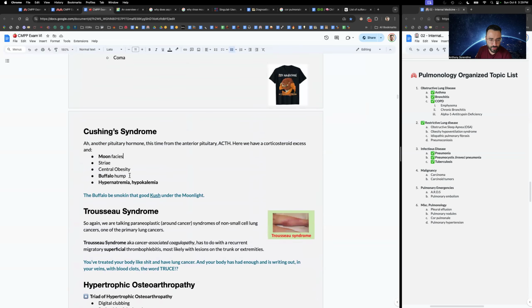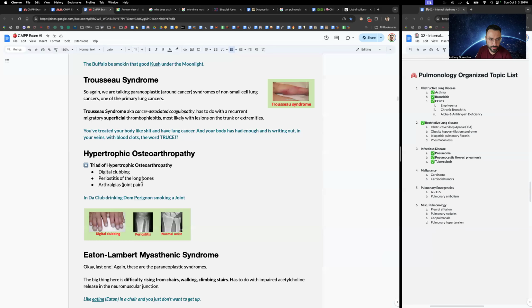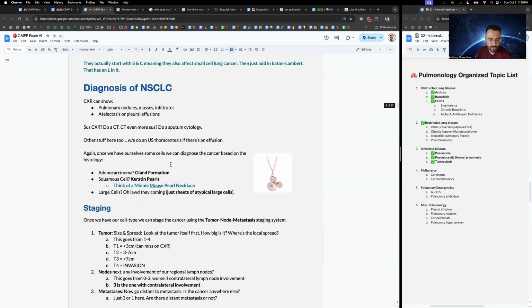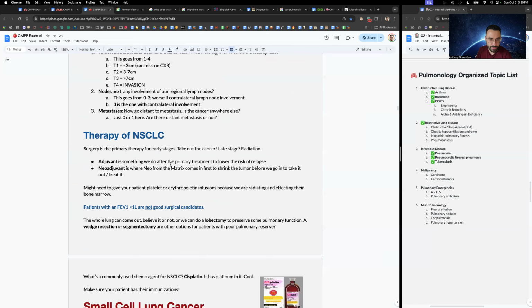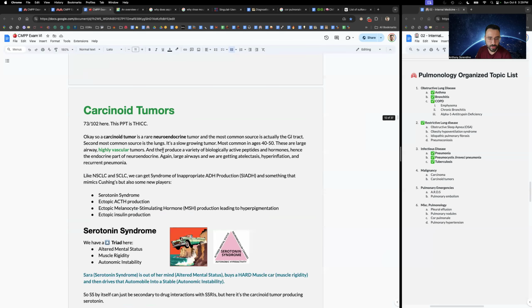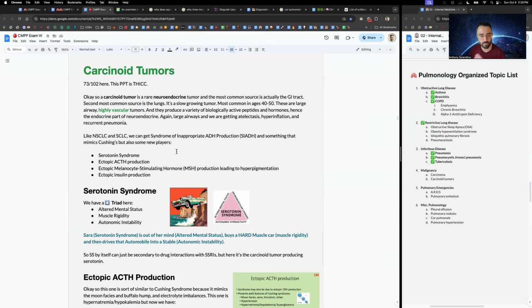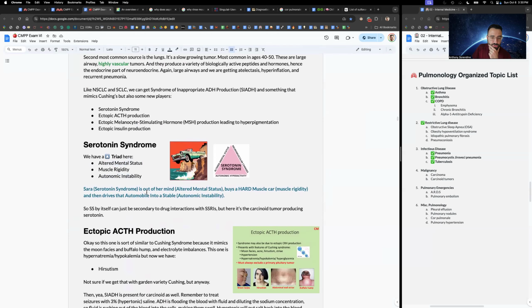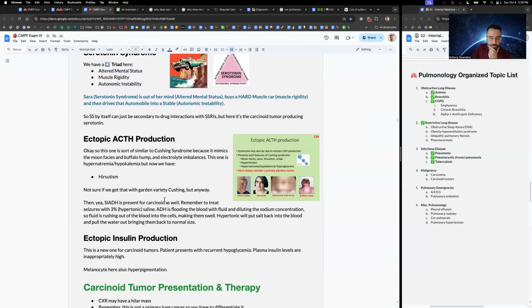Cushing's, you're going to see moon faces, buffalo hump, hypernatremia, hypokalemia. I think that's because aldosterone is increased as well, possibly. Same type of stuff here. Then there's carcinoid tumors. You get serotonin syndrome: altered mental status, muscle rigidity, autonomic instability. Just a really, really good triad to always know.